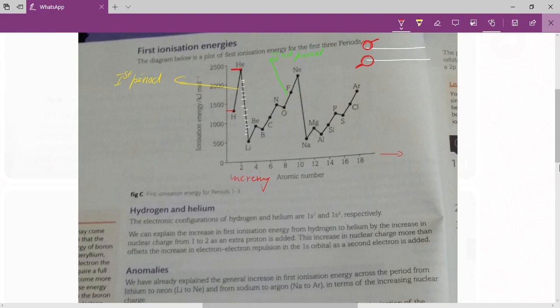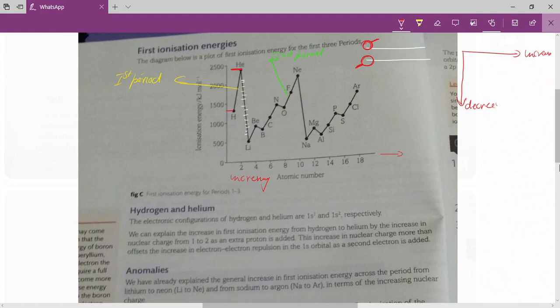So in that condition, ionization energy will be less. From left to right, it increases. And up to down, it will decrease. That's why your teacher assigned it as dotted, because energy will decrease here.